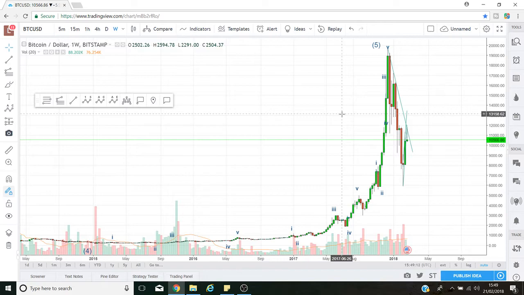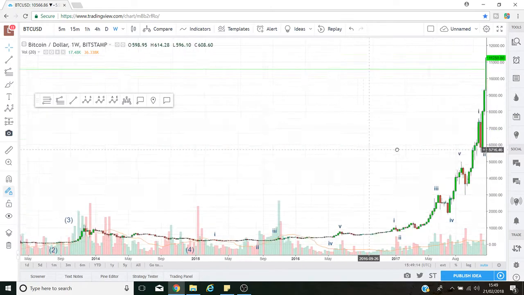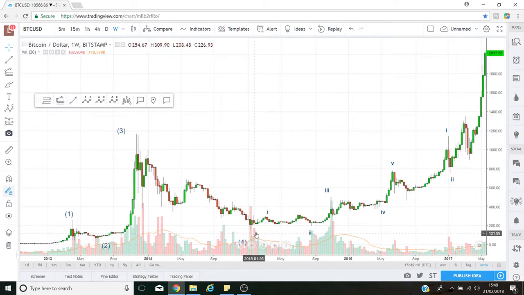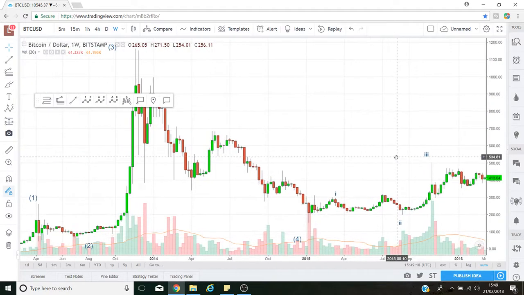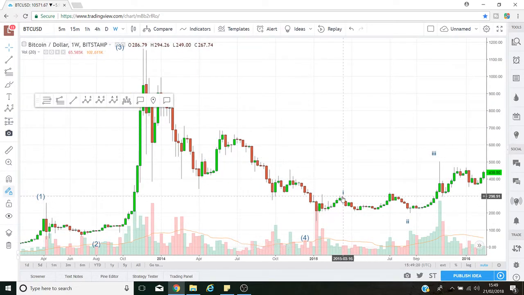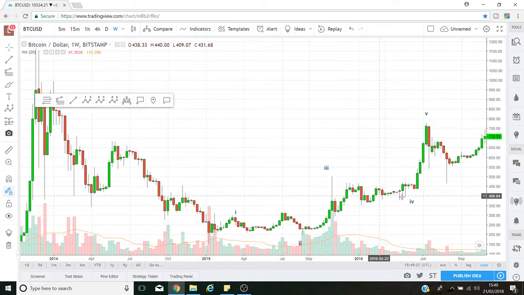So yeah, let me break down the wave 5 for you. So let's focus in on this. Here we've got a wave 1, wave 2 regular flat, wave 3, wave 4 triangle, wave 5. So this is wave 1 of wave 5, of major wave 5. Yeah. Then we've got wave 2 of major wave 5.